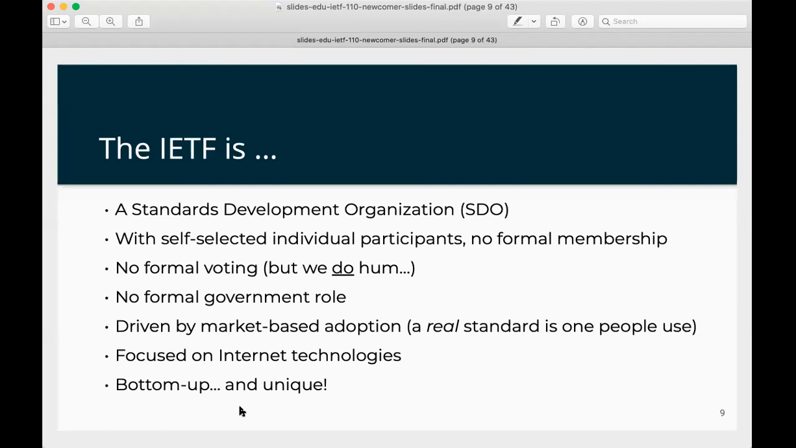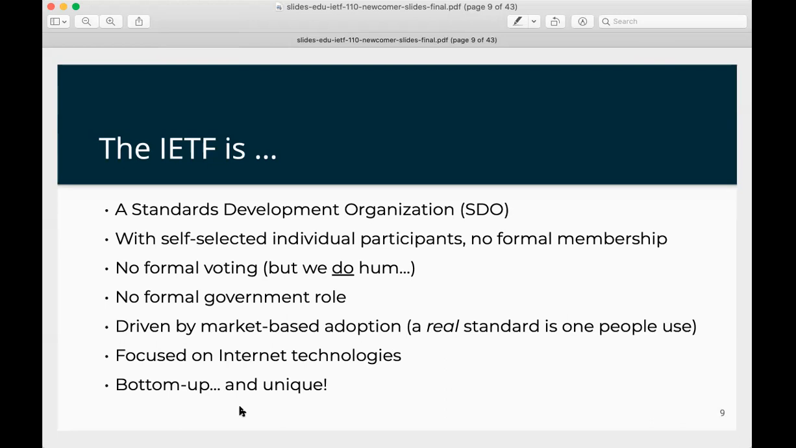There is no formal government role in the IETF. Analogous to something like the ITU, which is a treaty-based organization, or some of the national standards organizations, the IETF has no formal government role, and individuals from government participate just like individuals from any other organization. It is driven by market-based adoption. We develop the standards, and the ones that are the most successful are the ones that are adopted, not necessarily the ones that are mandated.